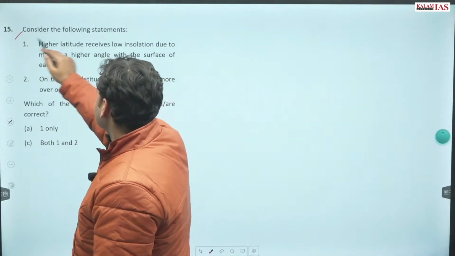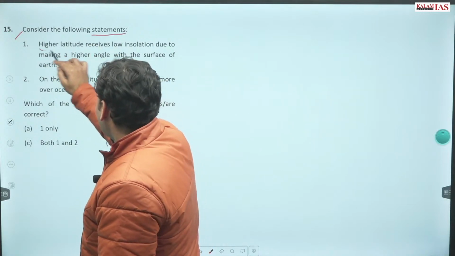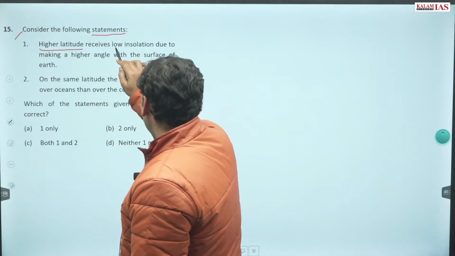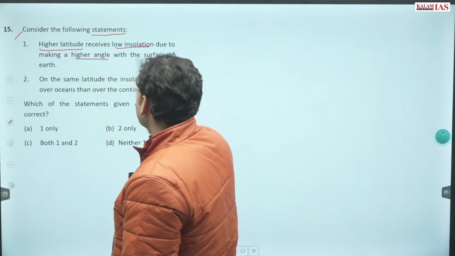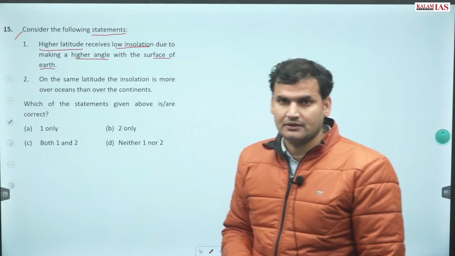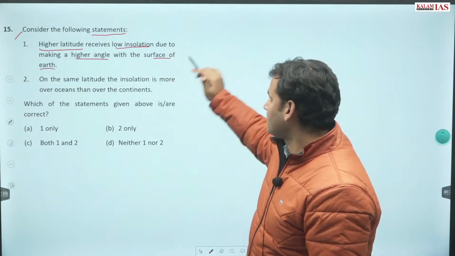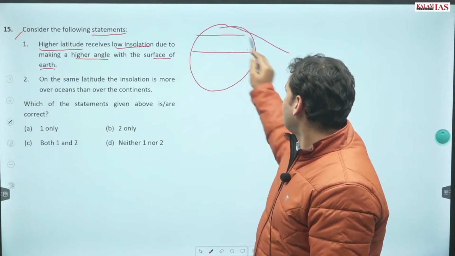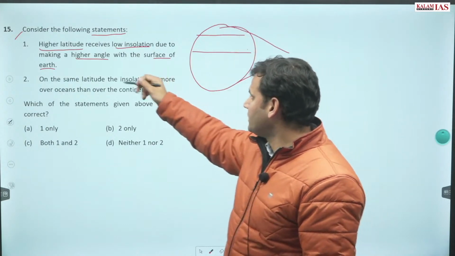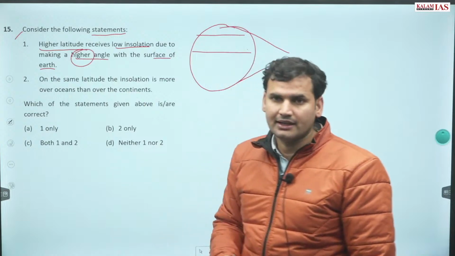Question number 50. Consider the following statements. Higher latitudes receive low insolation due to making a higher angle with the surface of the earth. इस statement में higher latitude से क्या होगा? What would be the angle? Angle would be not higher, it would be lesser.